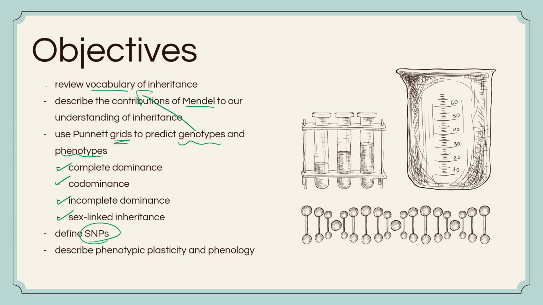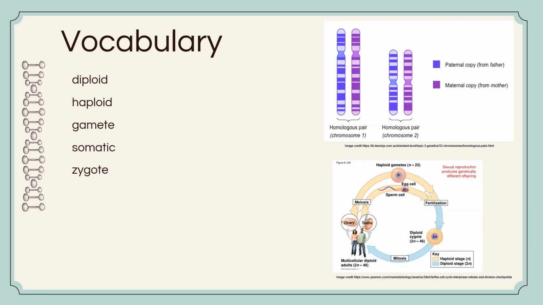We're going to define SNPs, single nucleotide polymorphisms. We're going to wrap up with a look at phenotypic plasticity and phenology. Some of the vocabulary that we're going to start with, let's review diploid and haploid.